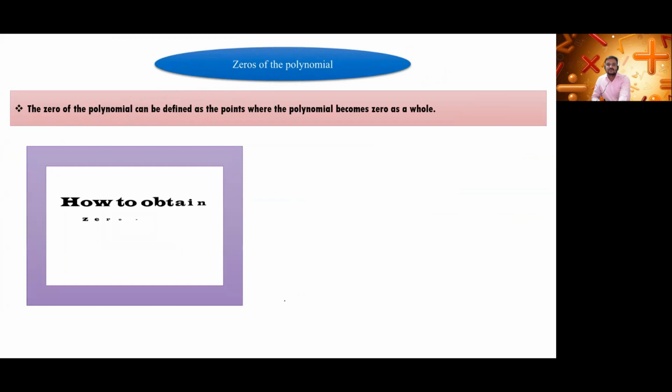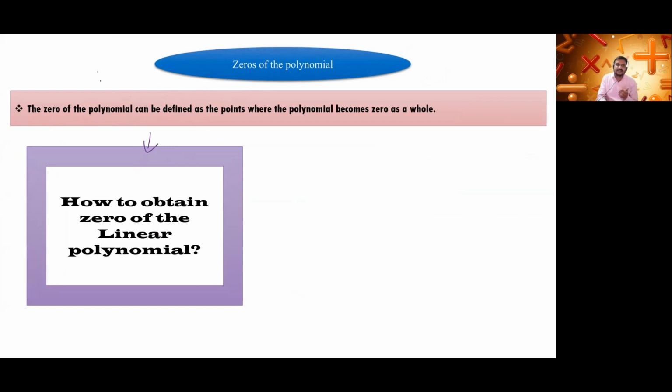Okay. So, zeros of the polynomial. This page also you will write in the CW. You don't need to do this decoration part. Just write down the definition. How to obtain zeros of linear polynomial - you will write this only as a heading. You don't need to make boxes in the CW. This is just to show you how we are doing that.